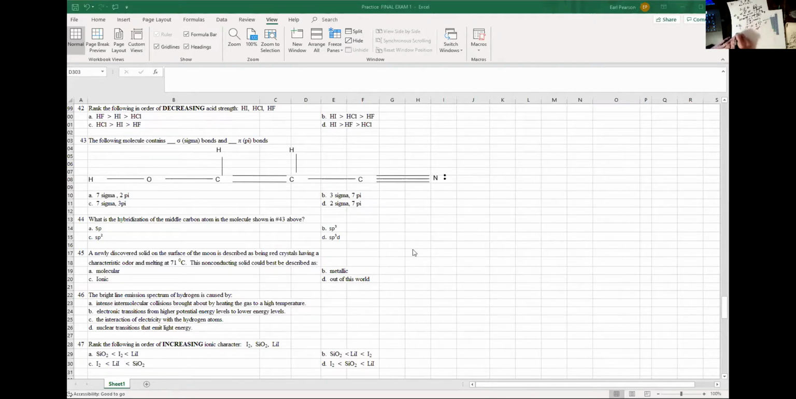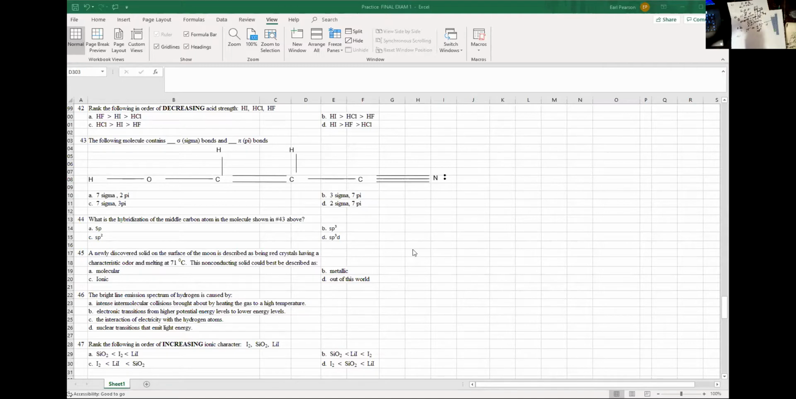Now we're ready for number 45. A newly discovered solid on the surface of the moon is detected as being red crystals having a characteristic odor and a melting point of 71 degrees C. Its non-conductive solid could be best described as what? Okay, we're thinking about the kinds of solid compounds we could have. They could be molecular compounds, like water, carbon dioxide, something that would be a covalent compound.